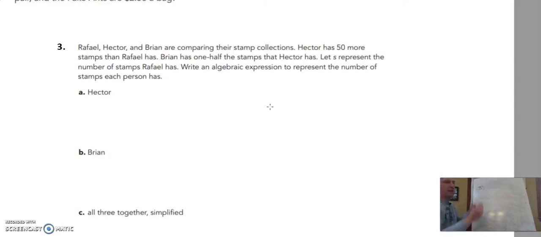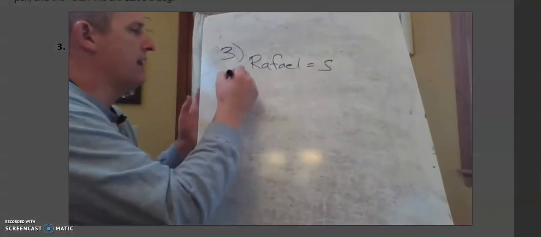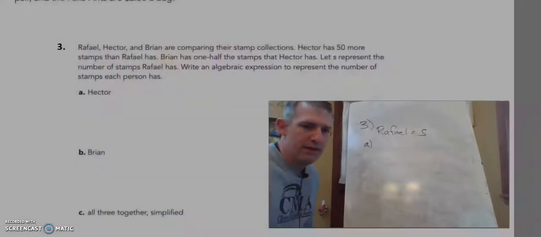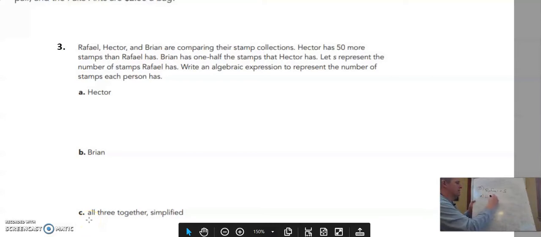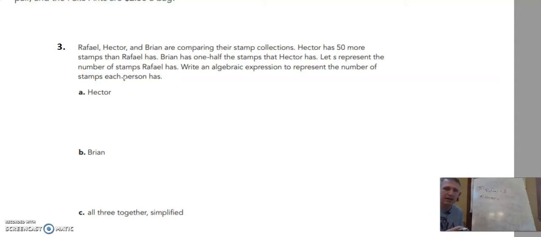Even though they don't ask me to do this, I'm going to put Raphael. It says to represent how many stamps he has by writing S. S for stamps. Then part A asks me to write the number of stamps that Hector has. I don't know how many Hector has, but I do know that Hector has 50 more stamps than Raphael. Think back to yesterday when we were translating a word phrase into an algebraic expression. Having more stamps means we're going to do adding. So I'm going to take the number of stamps that Raphael has and add 50, and that should equal how many Hector has. So I'm going to do S plus 50, and that's going to represent how many stamps Hector has.